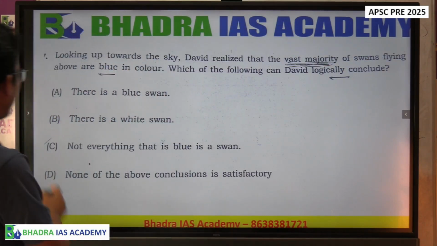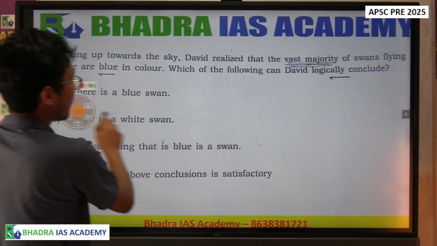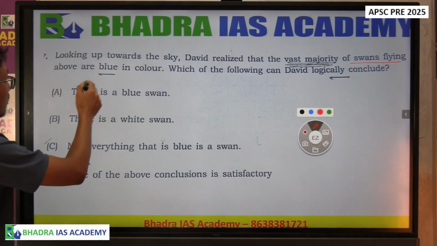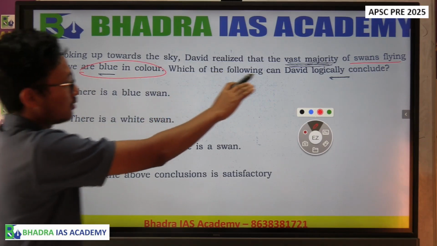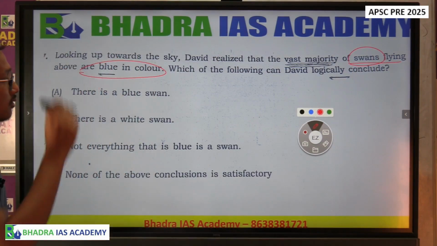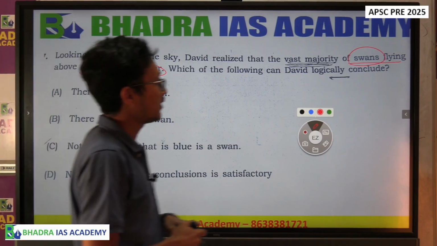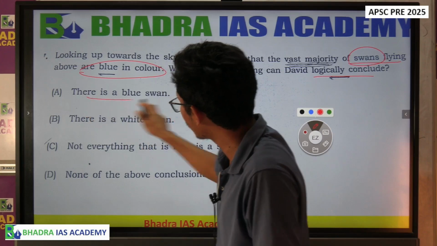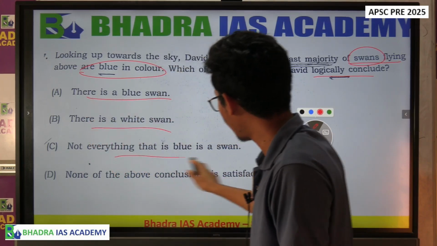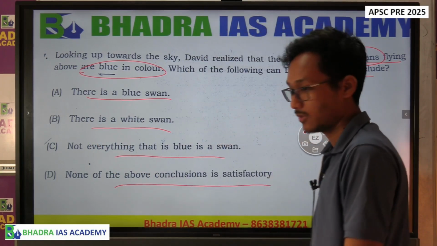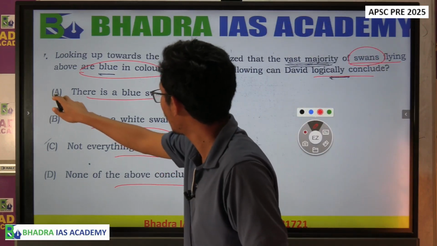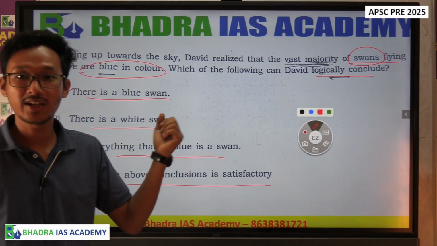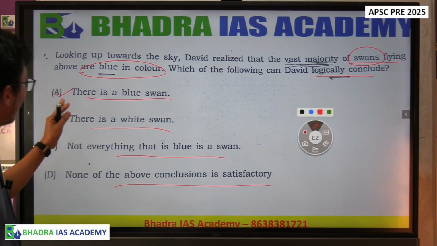Next question says, looking up towards the sky David realized that the vast majority of swans flying above are blue in color. Which of the following can David logically conclude? There is a blue swan, there is a white swan, not everything that is blue is a swan, and none of the above conclusions is satisfactory. So the correct answer is option A, there is a blue swan. Since the majority of these are blue, that means there must be a blue swan, so the correct option is option A.